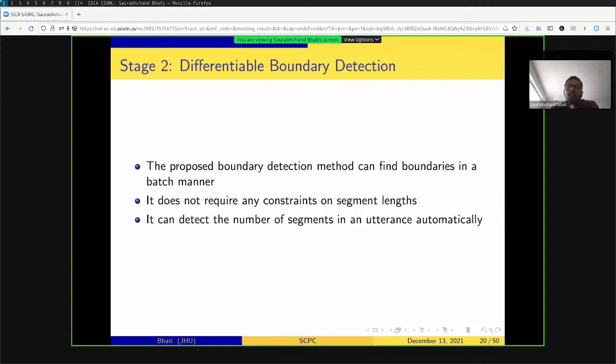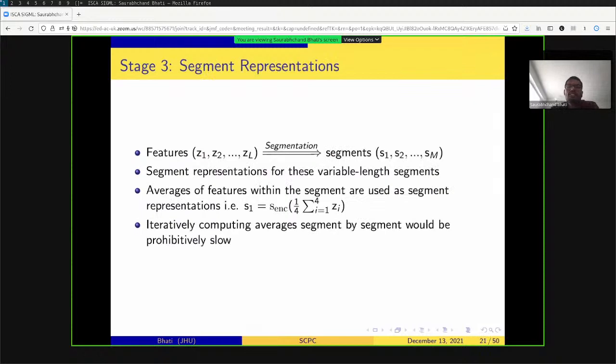So now we have a matrix B, which essentially contains zeros and ones for each utterance in a batch. Now this is the third step. So now what we have done is we have taken the features, our sequence of Z's, and passed them through the segmenter, and we have a sequence of segments S1, S2, up to SM. Now the objective is, how do we find the representations for these variable length segments? For starting, we just chose average, since it doesn't matter how many frames you have within a segment, the average will be of the same dimension. But if you try to do average segment by segment, it will be very, very slow, and the training of this model won't be feasible.